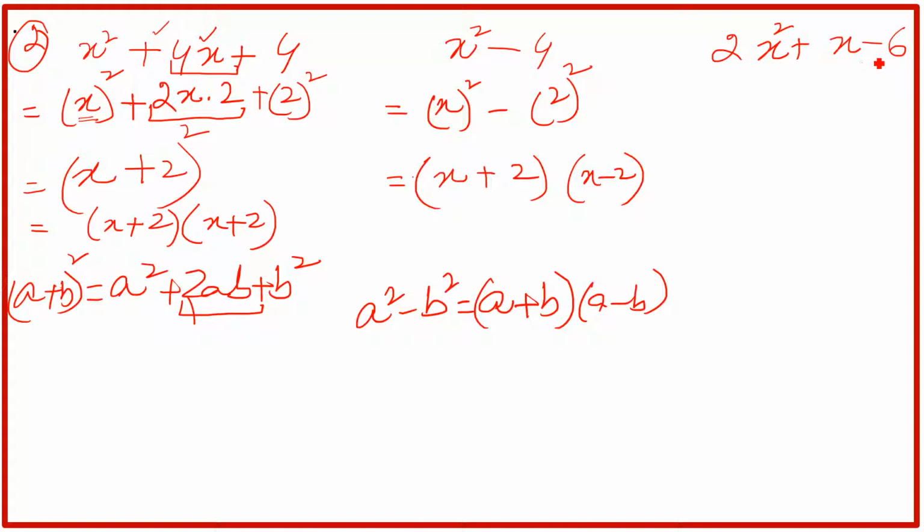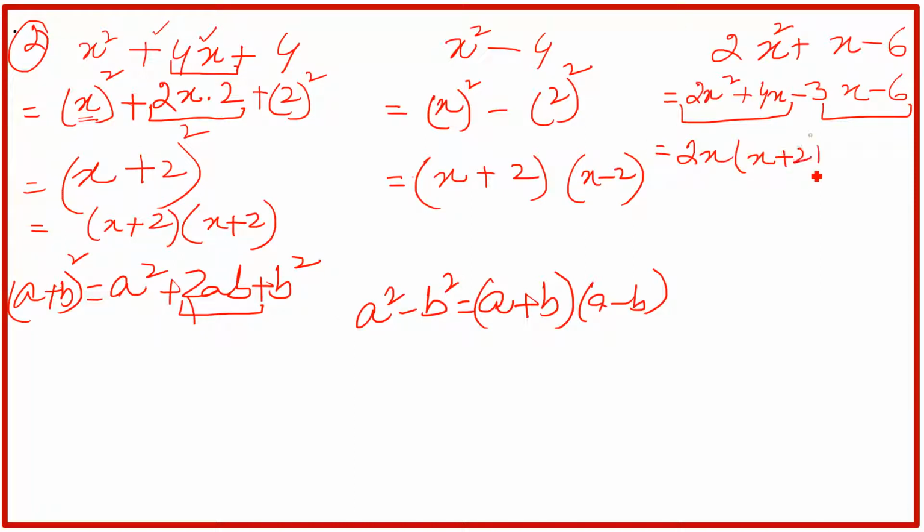Now 2x square plus x minus 6 here. So what we will do: 2x square plus 4x minus 3x minus 6. We take 2x common: 2x into (x plus 2) minus 3 into (x plus 2). Both parentheses are the same, so (2x minus 3) into (x plus 2). So this is the factorization of the third term.